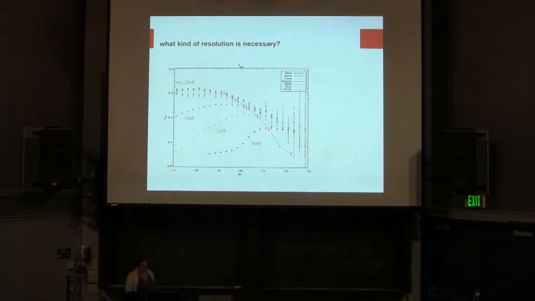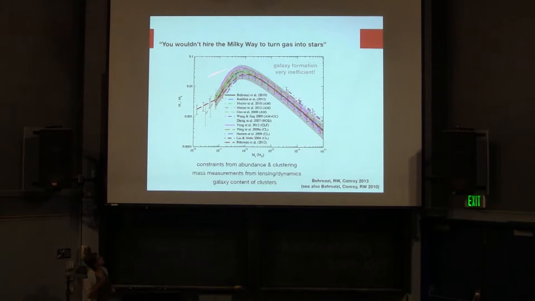I really like this quote that came out of a recent meeting I was at. You wouldn't hire the Milky Way to turn gas into stars. So that's true, unless you had to hire some galaxy. And then you actually would hire the Milky Way, because the efficiency of galaxy formation peaks at the mass of the Milky Way. And that actually appears to be true essentially at all redshifts.